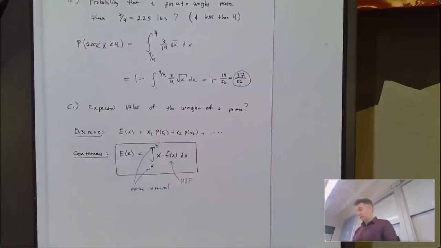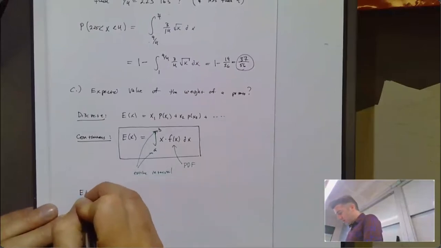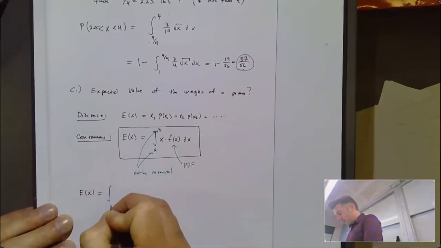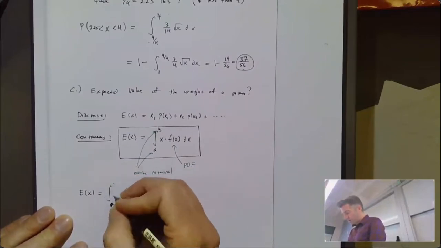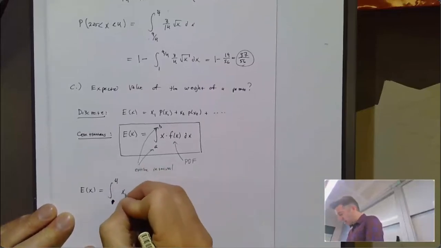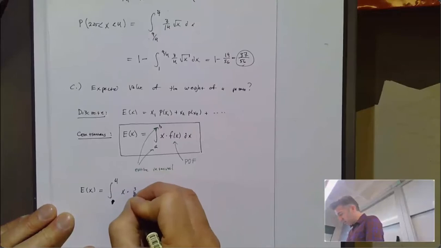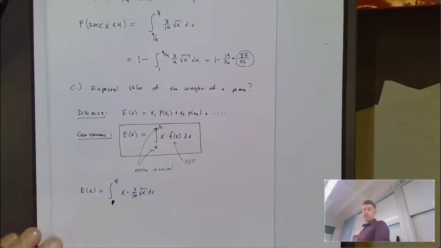So in this particular example, it's going to be the integral from 0 to, sorry, not 0 to 4, 1 to 4. I keep wanting to start at 0 because it's typical. The integral from 1 to 4 of x times 3/14 times the square root of x. So we're just throwing in an extra x.